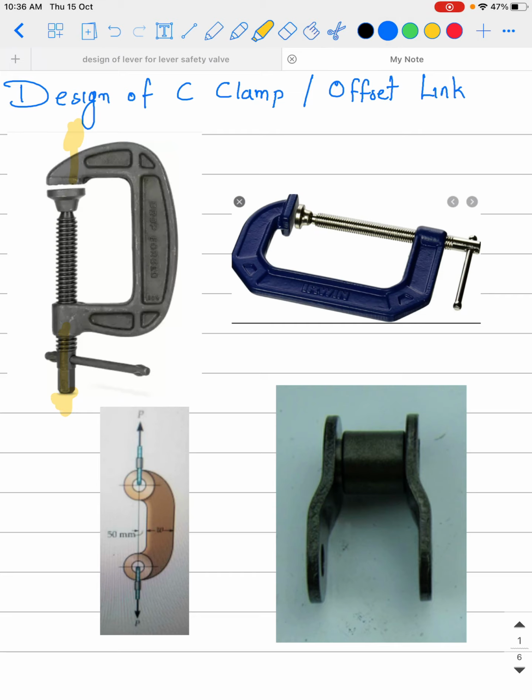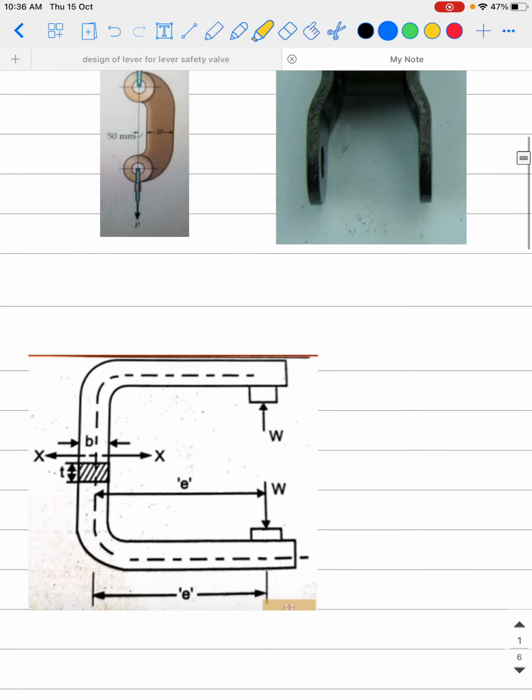So most of the time the clamping devices which are used are the C clamps. If the load is applied at this point, this load is eccentric, or offset to the main link, and that's why it is many times called an offset link. Okay, so design of C clamp or offset link.